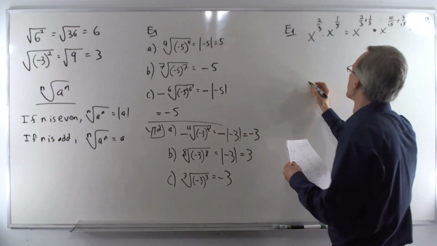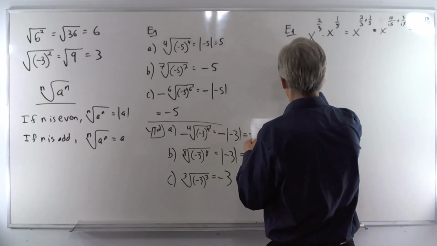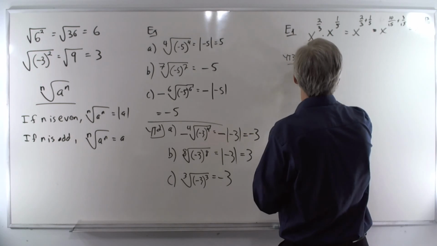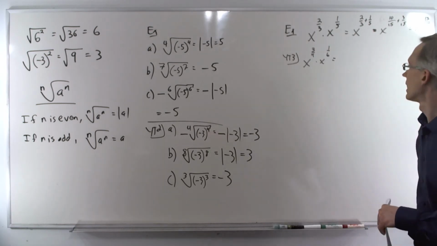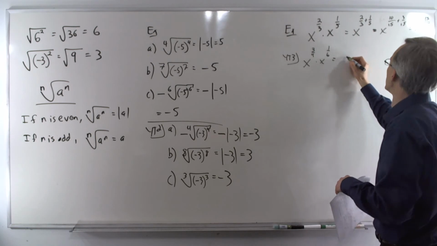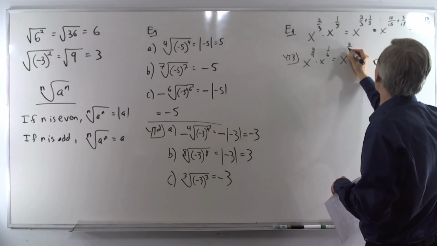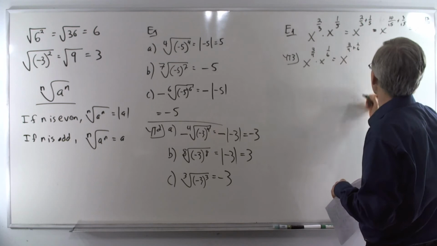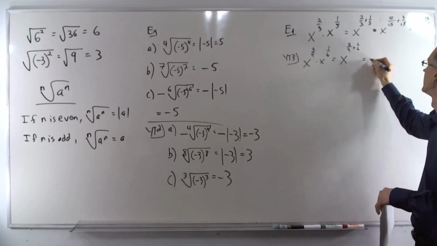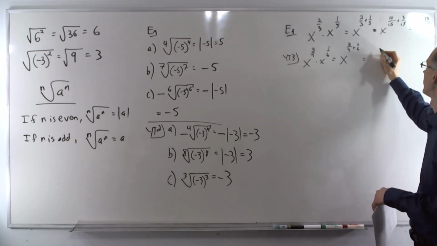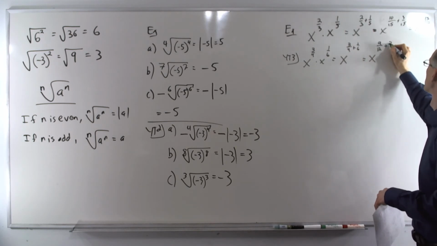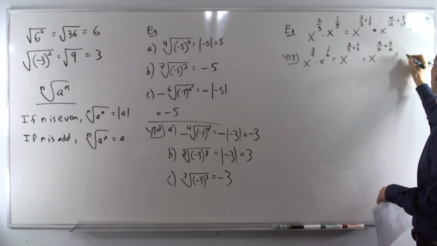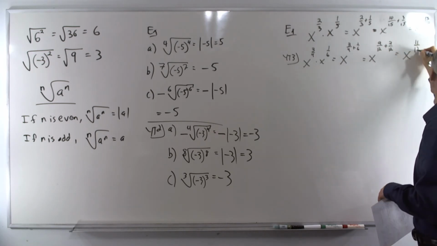Your turn, number 3. X to the 3/4 times x to the 1/6. All right, add the exponents. So we get x to the 3/4 plus 1/6. Now we'll find a common denominator. That'll be 12. So this will be x to the 9/12 plus 2/12. Add them together and we get x to the 11/12 power.